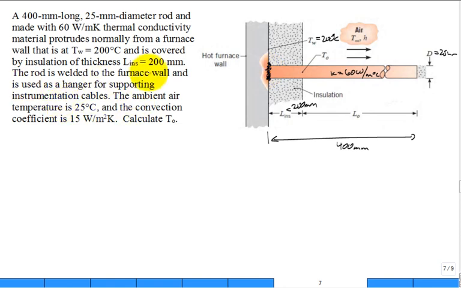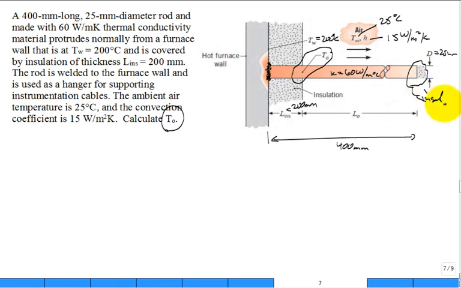It's supporting some instrument cable. The ambient air temperature out here is 25 degrees C and a low convection coefficient of 15 watts per meter squared Kelvin. Calculate T0. Well, what is T0? It's that temperature of the rod at the exit of the insulation, where if it goes further, then it acts as a fin. What is this showing about the tip of the fin? Insulated. It's an insulated tip. Okay.